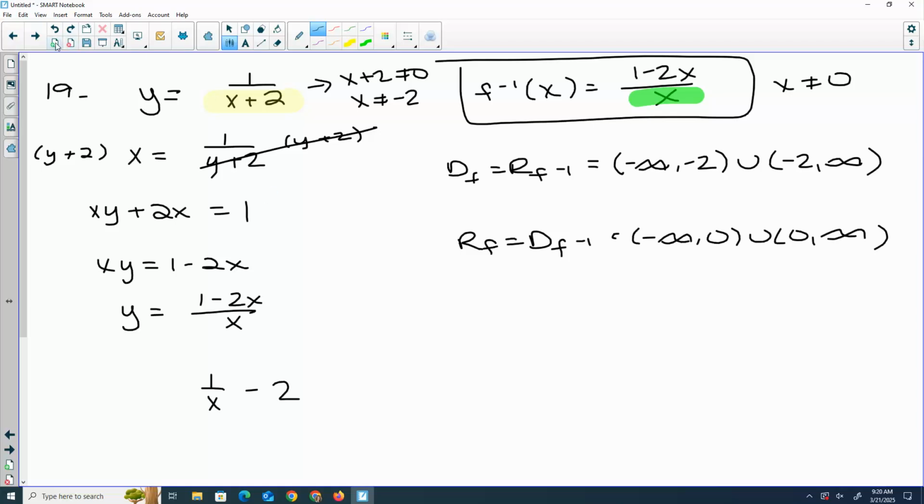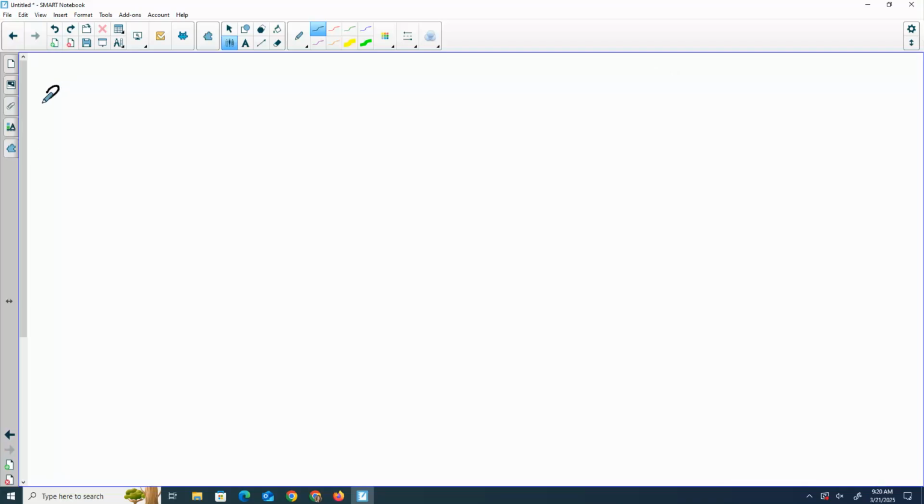Let's look at problem 20. What was our strategy on these problems? Trying to get our common bases. So our bases are 2, 8, and 4. What can I turn them all into? 2. Okay, make sure you're changing the right thing.